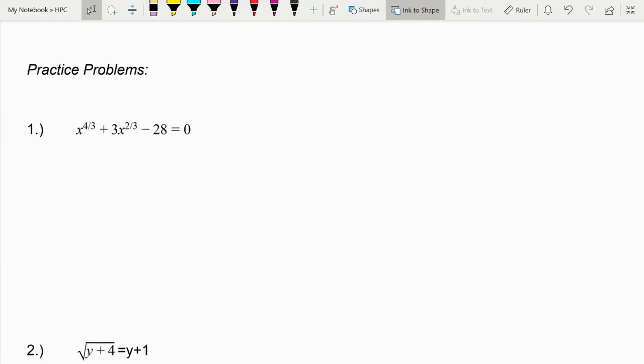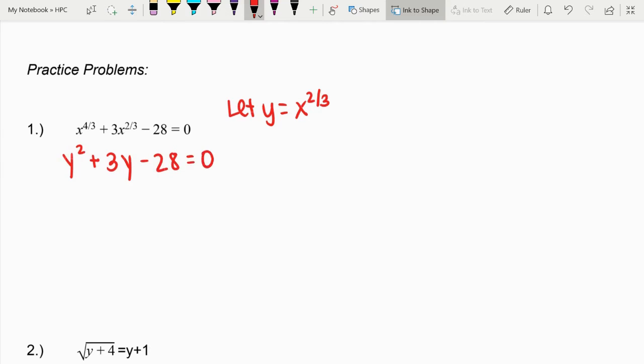Okay, so in practice problem number 1, we are going to use substitution to make this a little bit easier of a problem. Anytime that you use substitution, it's important to remember that you do need to substitute back at the end. So for this problem, let's let y equal x to the 2/3. If we rewrite this problem, we now have y squared plus 3y minus 28 equals 0. Then I can go ahead and factor that.